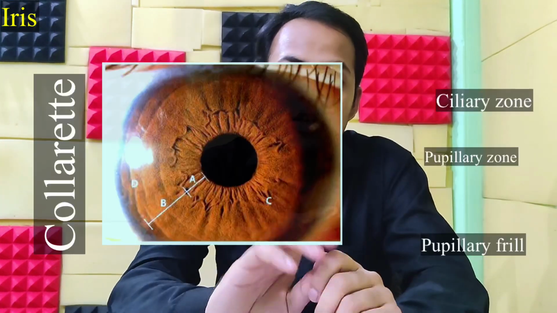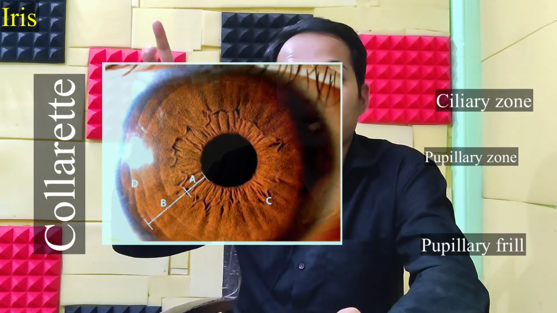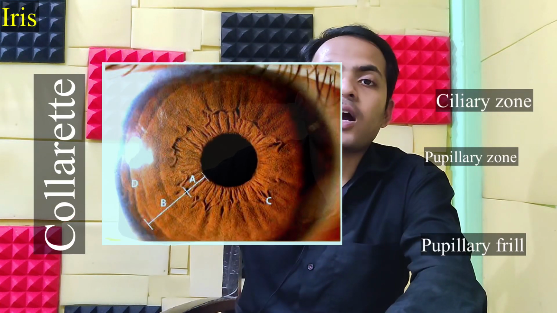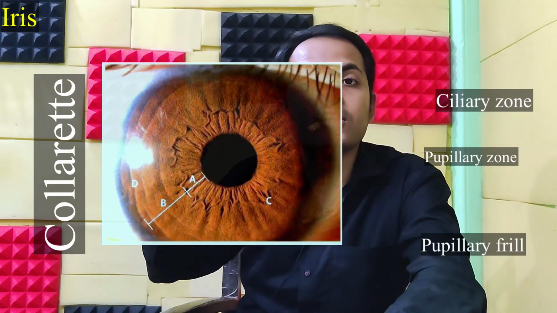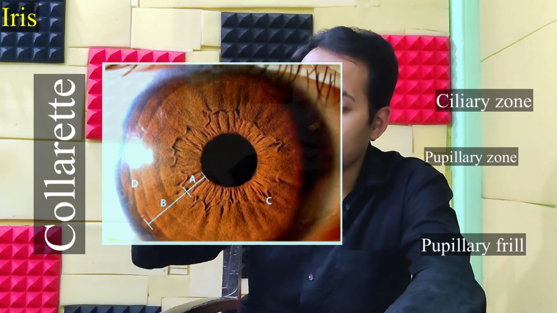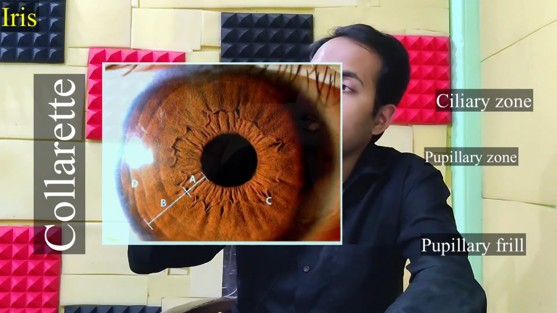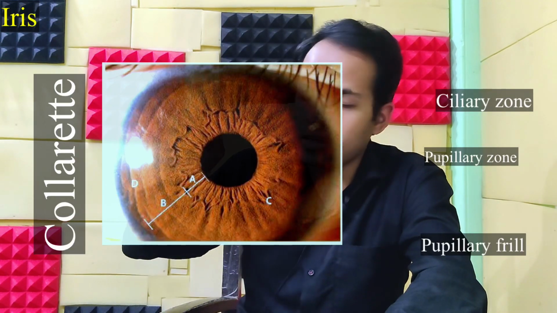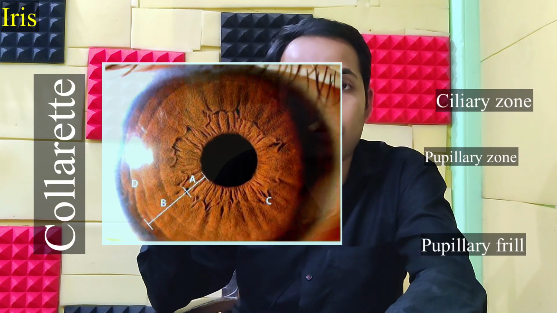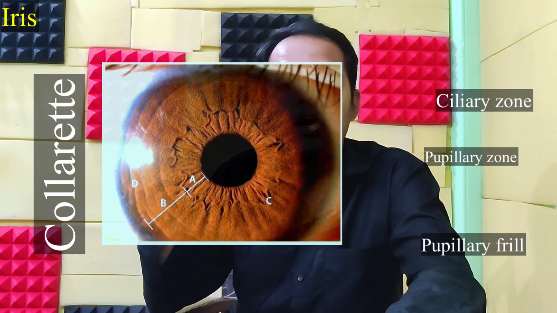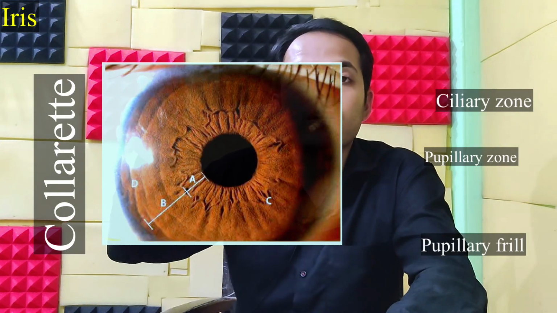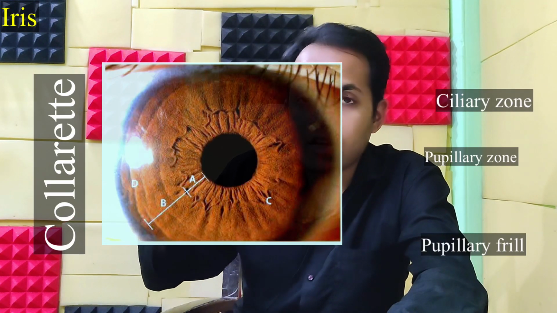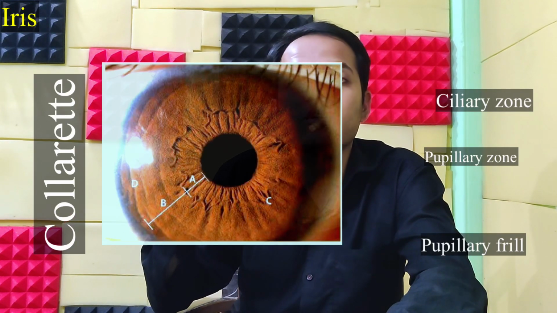and person to person. Now understand one thing, this entire iris is divided into two parts: one is the ciliary zone and the other is the pupillary zone. The part of the iris present near the ciliary body we call the ciliary zone, and the part of the iris present near the pupil we call the pupillary zone. Simple. In between the ciliary zone and the pupillary zone, you get a zigzag line. This line is known as the collarette of the iris, and the pupillary zone extends from this collarette of the iris to the pupillary frill. As you can see in this photo, the margin or boundary of this foramen is known as the pupillary frill.